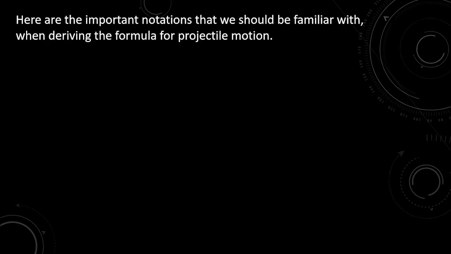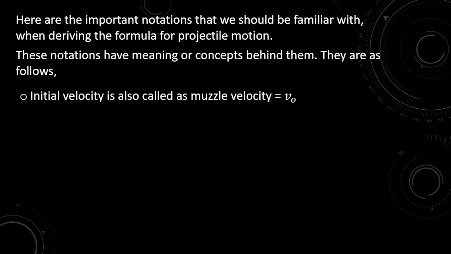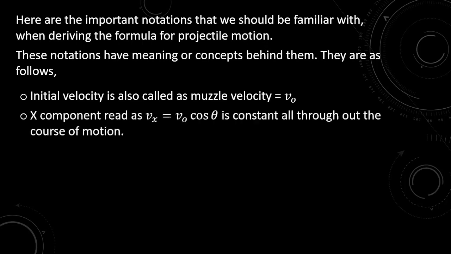Here are the important notations that we should be familiar with when deriving the formula for projectile motion. These notations have meanings or concepts behind them. They are as follows. The initial velocity, also called muzzle velocity, is read as v sub o. The x component, read as v sub x, which is equal to v sub o cosine theta, is constant all throughout the course of motion.